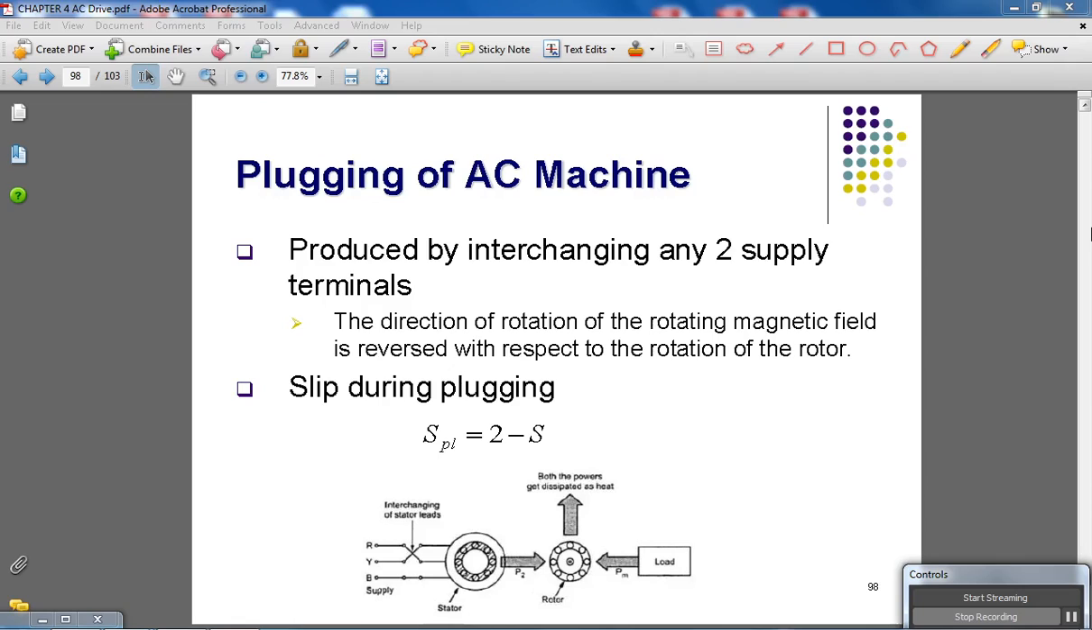During plugging, the slip of plugging is equal to 2 minus S, where S is the original slip of the running motor. So from the figure below, you can see that the supply terminals to the stator side are interchanged between red and yellow.